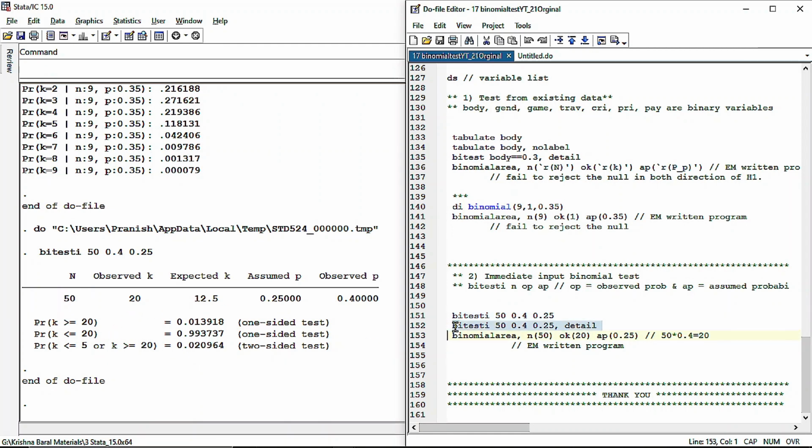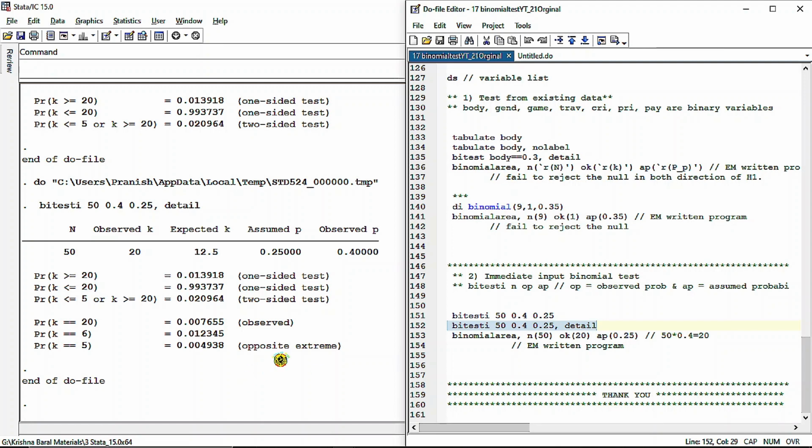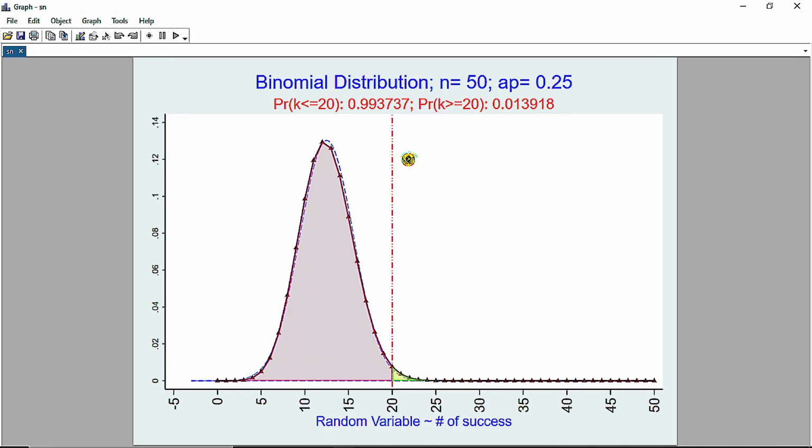And again, let us say the detailed one, the opposite extreme, it's again less than or equal, and it's 1% and 99%. And let us see whether we get the same values or not. It's nearly 1.39 and 99.37. So this is the picture. This is the graphical depiction of that situation.